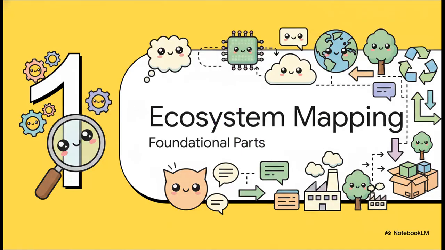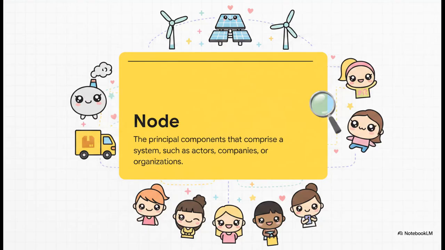So, part 1. What exactly is ecosystem mapping? Well, systems theory tells us you can't just isolate one part of a business and expect to understand the whole thing, right? You really have to zoom out. And when you do, the very first step in mapping an ecosystem is identifying what we call nodes. Think of these as the individual players in your network. A node is basically any principal component that makes up your system.